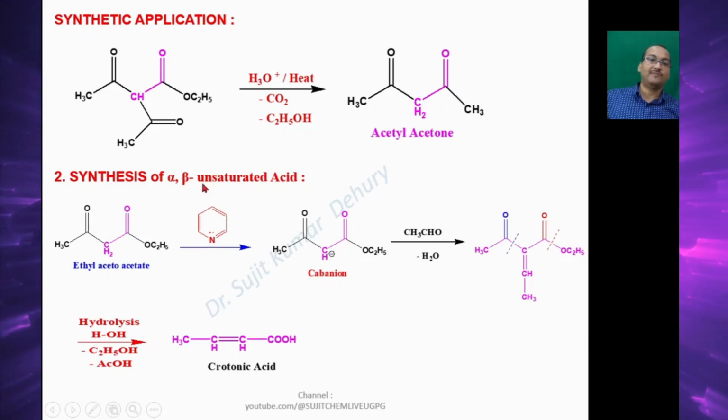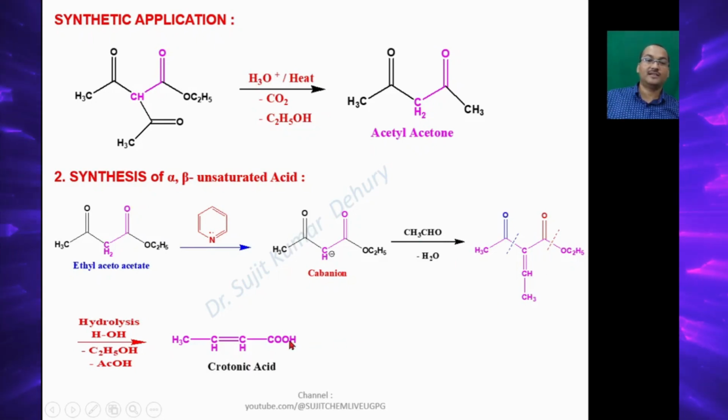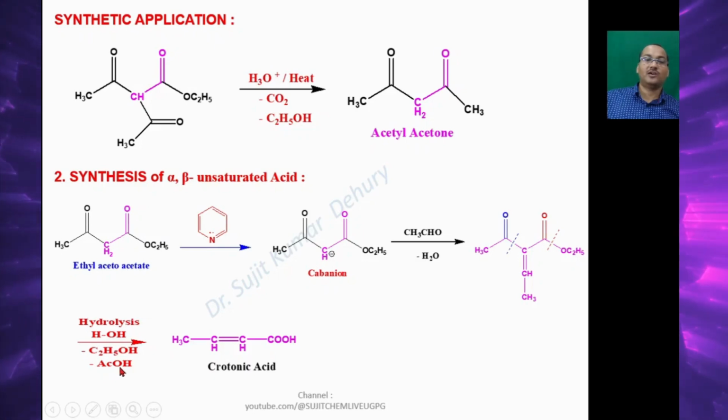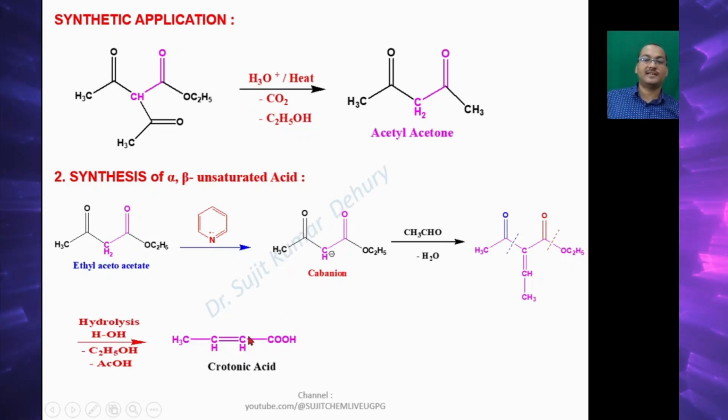Similarly, we can prepare alpha beta unsaturated acid. If you start with ethyl acetoacetate, upon reaction with pyridine, you generate a carbanion, and further reaction with acetaldehyde, you will end up with this unsaturated compound, which upon hydrolysis will lose one molecule of ethanol and one molecule of acetic acid, giving rise to crotonic acid. With respect to this carboxylic acid, this carbon is alpha and this carbon is beta. So this is an alpha beta unsaturated acid.